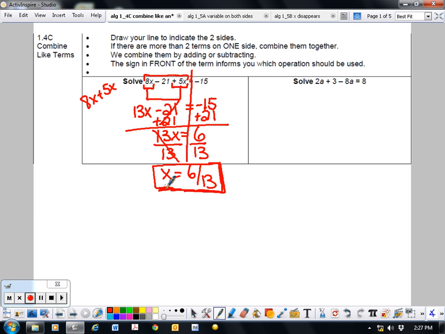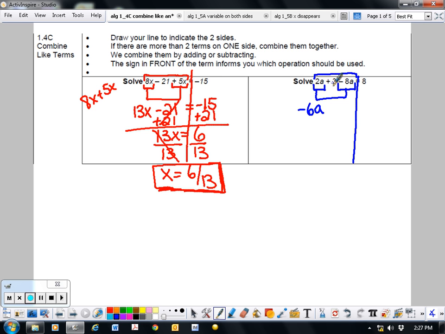Okay, so on our next one, we draw our line to indicate our two sides so we know what can combine. Here we've got two a terms. We've got a positive 2a right here, and this one is a minus 8a, because I take that sign in front of the 8. So 2 minus 8, these two would combine to become negative 6a.